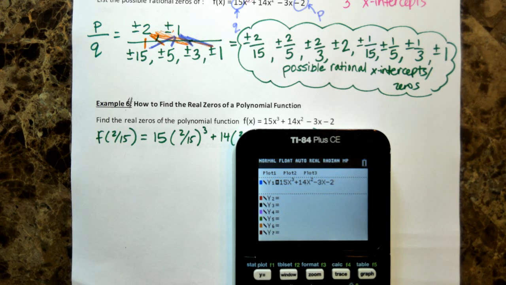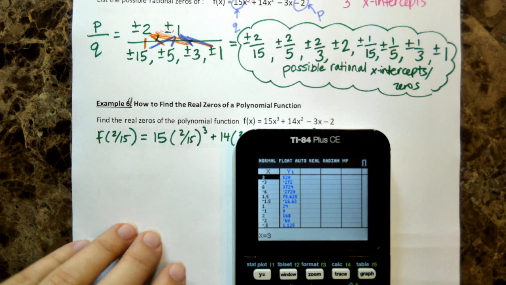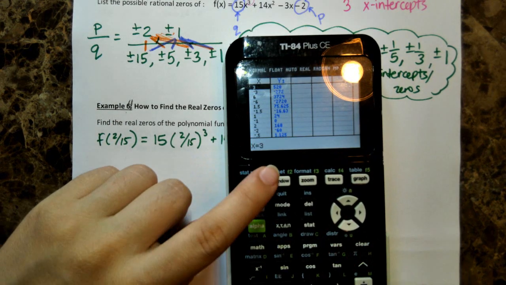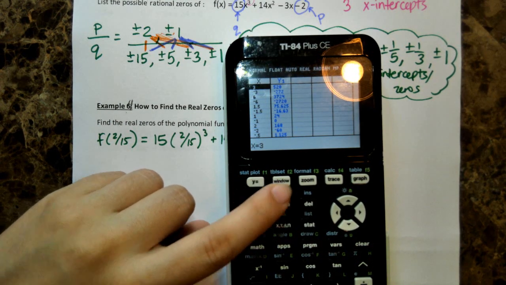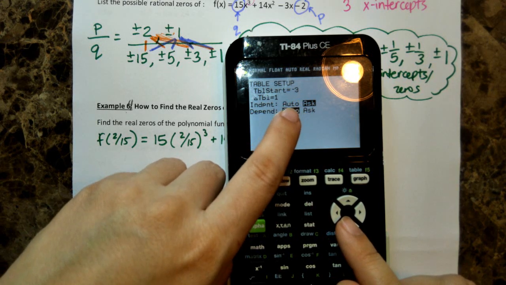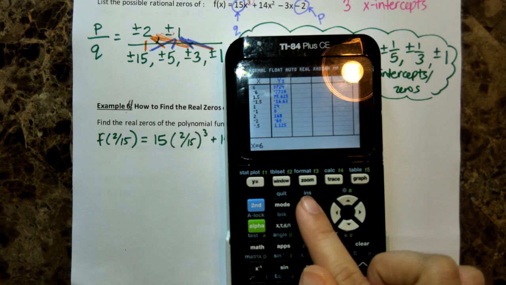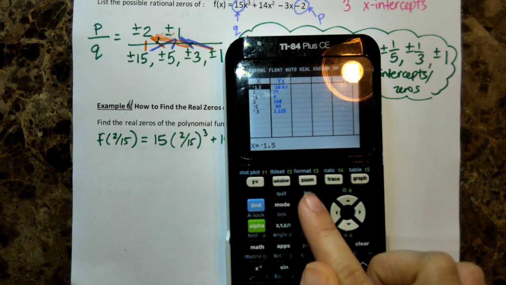So I've typed in the problem, and now I'm going to go to the table. Now, if you don't like having these numbers, you can delete them. My calculator is already in ask mode. If yours is not, you can go to second window and change that first auto to an ask. But if you want to get rid of these numbers, you can always just push delete, and it'll delete them one by one if you want a clear table.